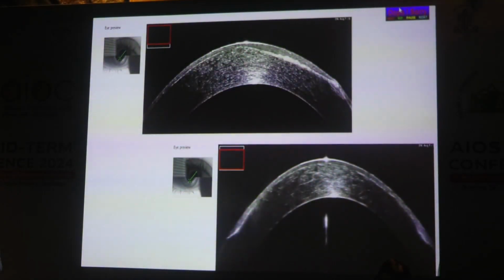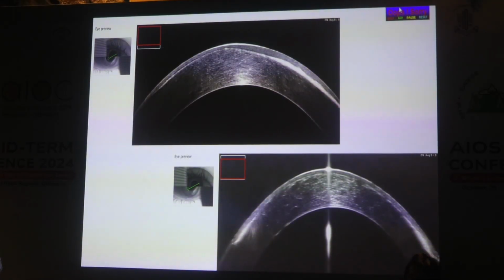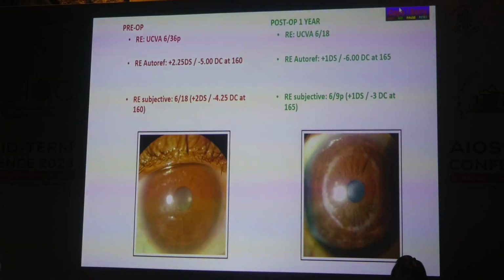And these are the pre and post 1 year follow-up raw OCT images. We can see that scarring has become quite less. And now we can see in the post-op 1 year a rim of scarring around, and that happens because we've removed stroma from that area. The refraction has not changed much, but subjectively he's improving to 6/9 with a +1 -3 diopter cylinder at 165.